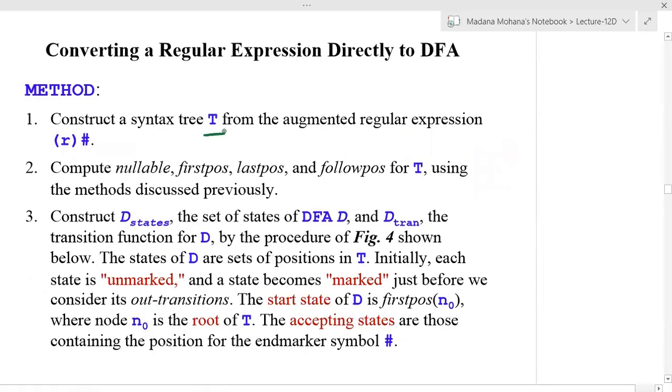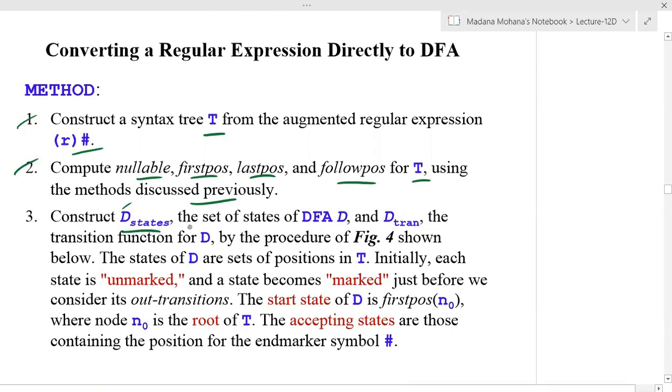First, construct a syntax tree from the augmented regular expression (R)#. We constructed one example. Then compute nullable, firstpos, lastpos, and followpos for the syntax tree using the methods discussed previously. The first two steps we already completed. Then the third step is to construct the states in the DFA.